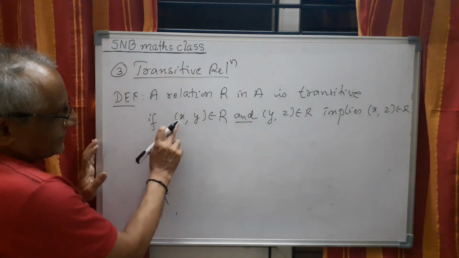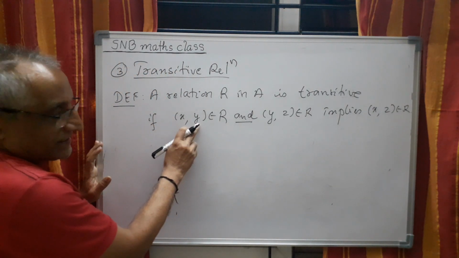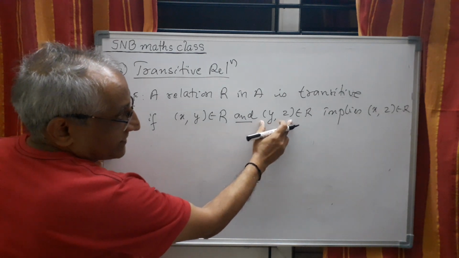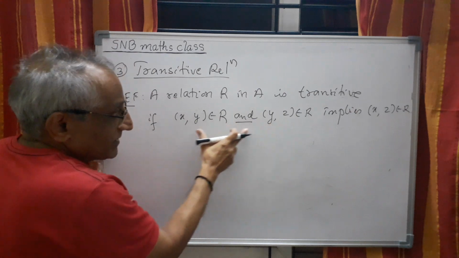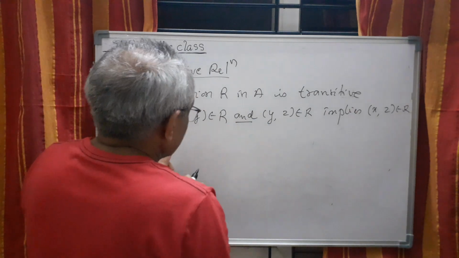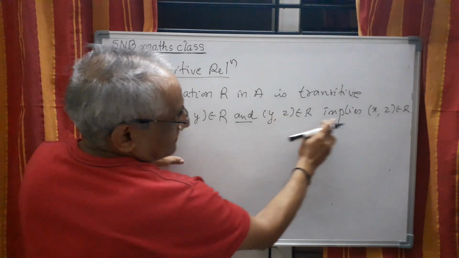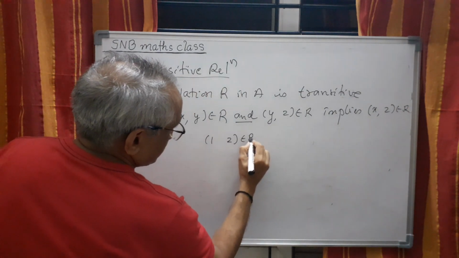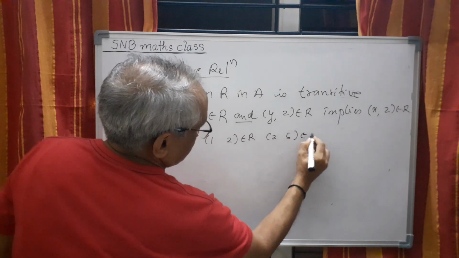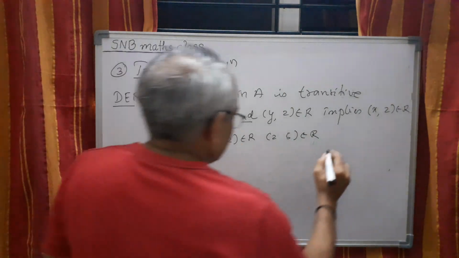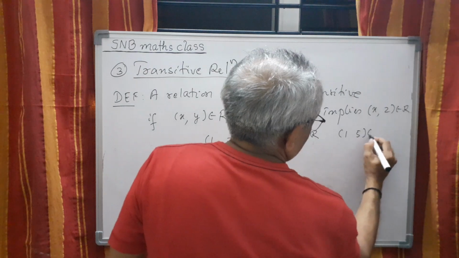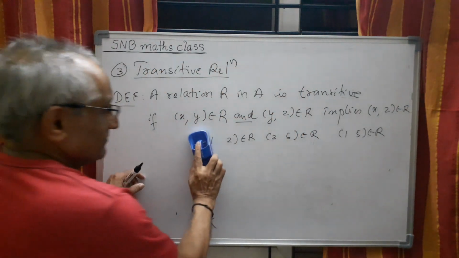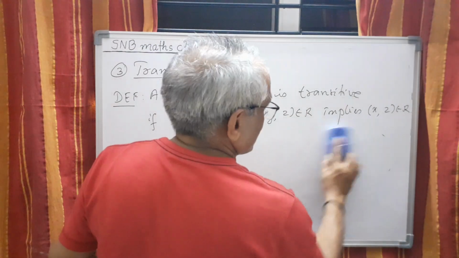So look here, y is the second element of the first ordered pair, and y is the first element of the second ordered pair. If these two conditions are satisfied, then (x, z) should be there. For example, suppose (1, 2) is there and (2, 5) is there. Then (1, 5) should be there. So that is the meaning. The concept is not difficult. It is as simple as the remaining two concepts.